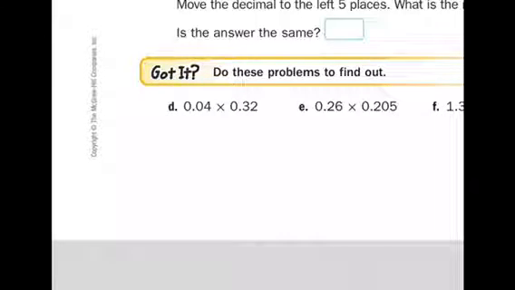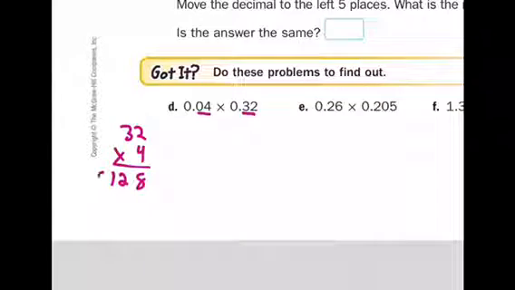So remember, I'm just going to do 32 times 4. I pretend there's no decimals. That's an easy multiplication problem. 4 times 2 is 8. 4 times 3 is 12. Okay? But now, I count my decimal digits. There's 2 here and 2 here, which is 4 total. So I need to add a 0 so I can have 4 decimal digits in my product. So it's 0.0128. Now, traditional people, watch what I do.